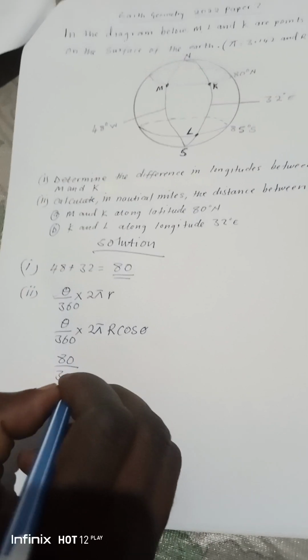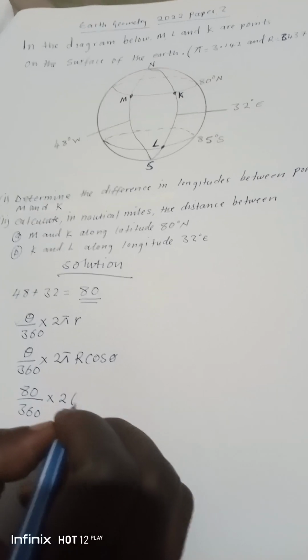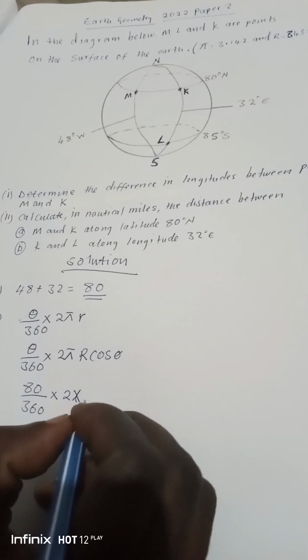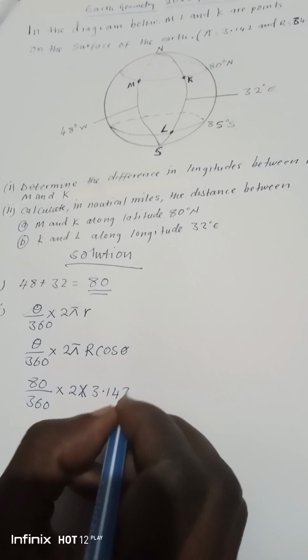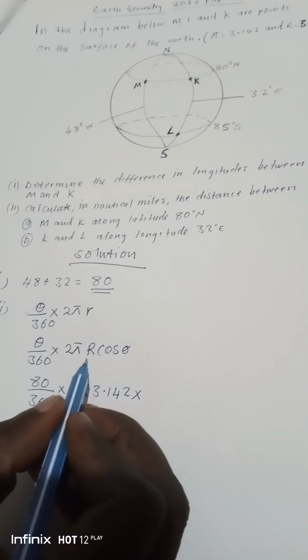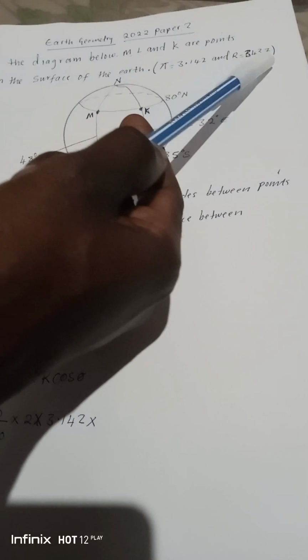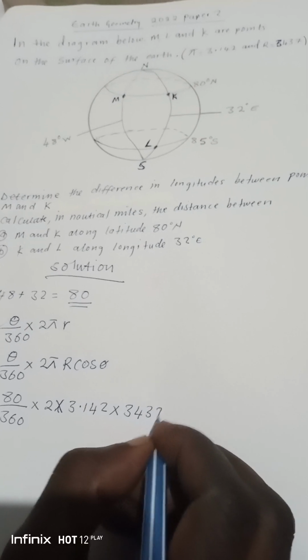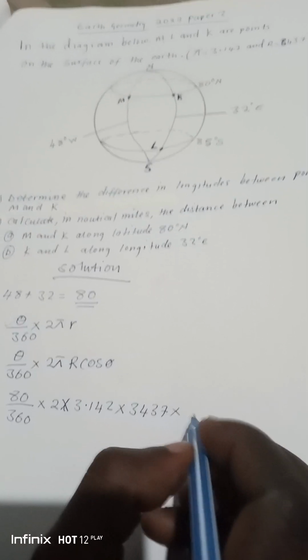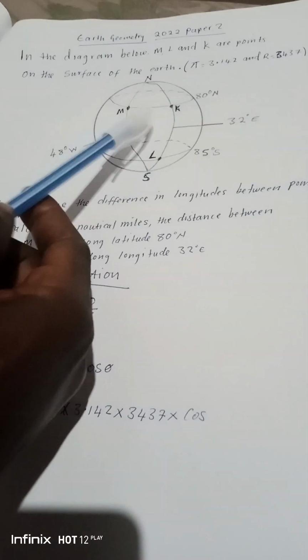Over 360 times 2 pi. Pi is 3.142. Then r, radius. Since we are in North Comoros, we are going to use 3,437, then times cos theta.